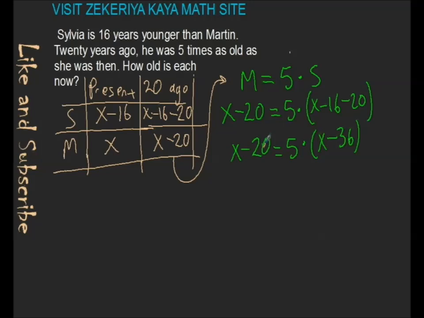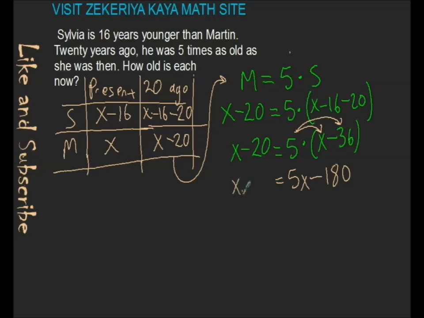So, firstly, I must open the parentheses. 5 times x and 5 times 36 I must make. 5 times x will be 5x. 5 times minus 36 will be minus. 5 times 6 is 30. We have 3. 5 times 3 is 15 plus 3, another 180.